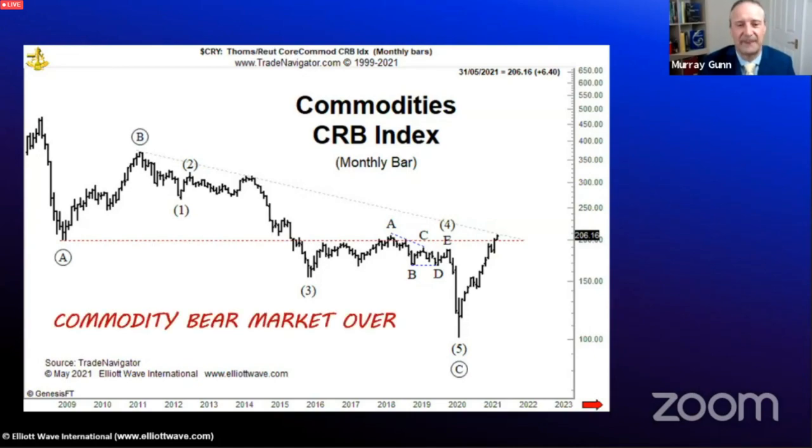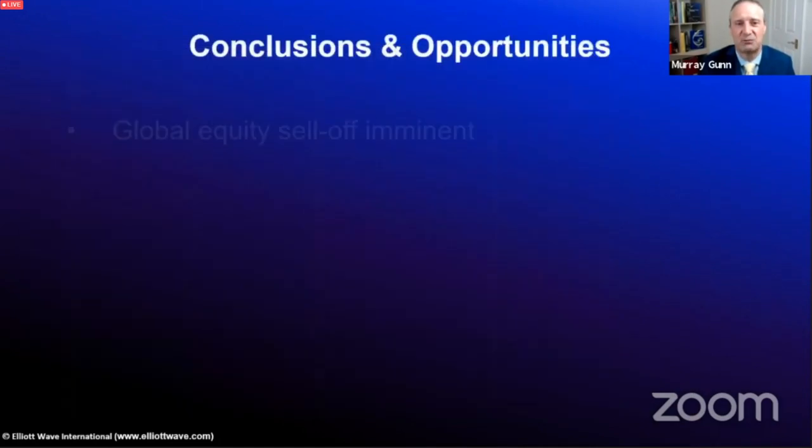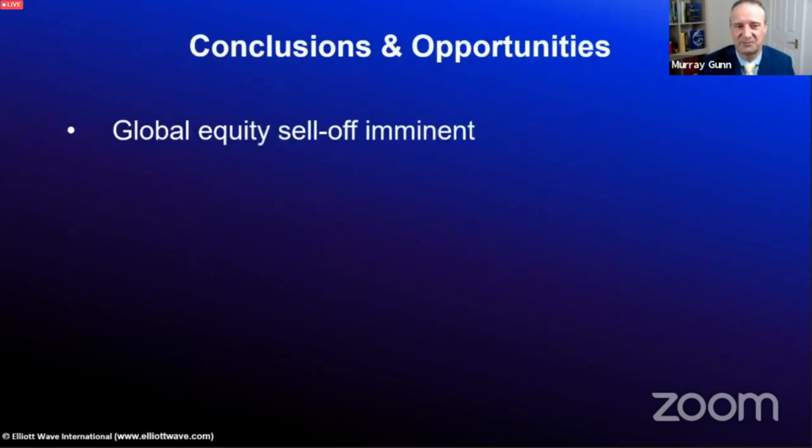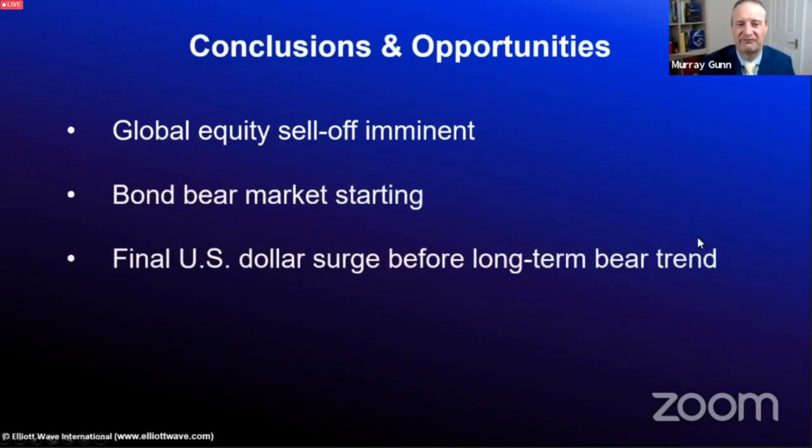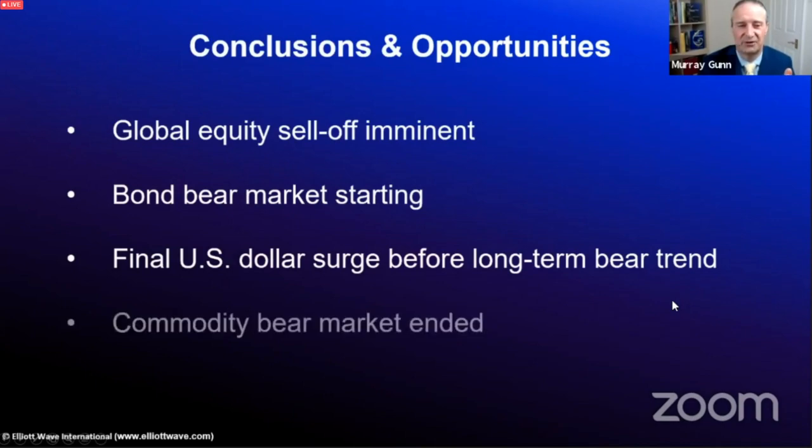So in conclusion, then, from the Elliott Wave perspective, global equity sell-off is imminent. The bond bear market is starting. We've got a final US dollar surge before a longer-term bear trend for the dollar, and the commodity bear market has probably ended.